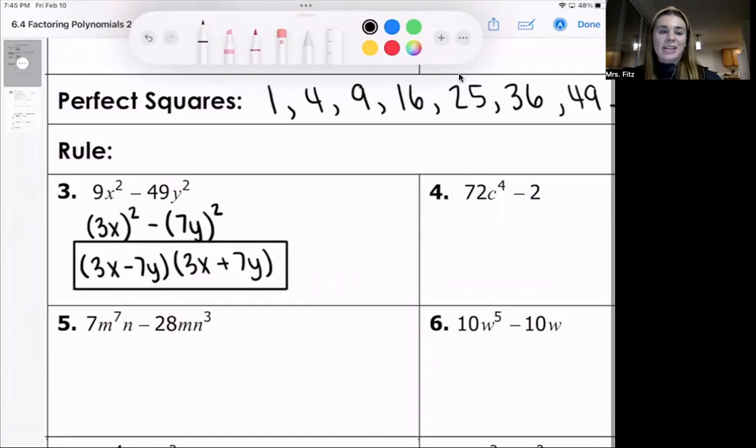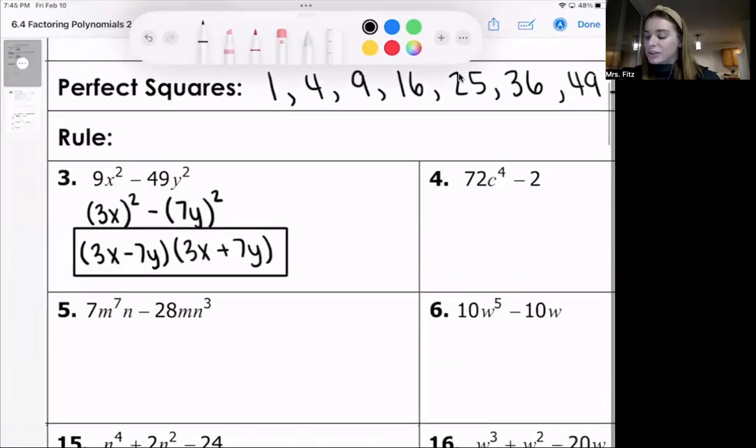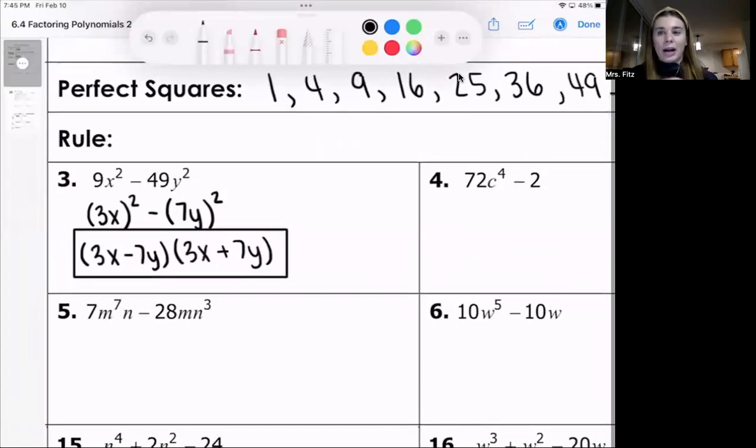All right, let's go ahead and try number 5. So one thing I didn't mention is you always want to start by looking for a GCF. Looking at 9x squared and 49y squared, there really wasn't anything we could pull out, but in number 5, there is. So you always, regardless of the method you think you should use, always start by looking for a GCF. So looking at 7 and 28, looks like they actually do have a common factor of 7. So I'm going to go ahead and pull that out.